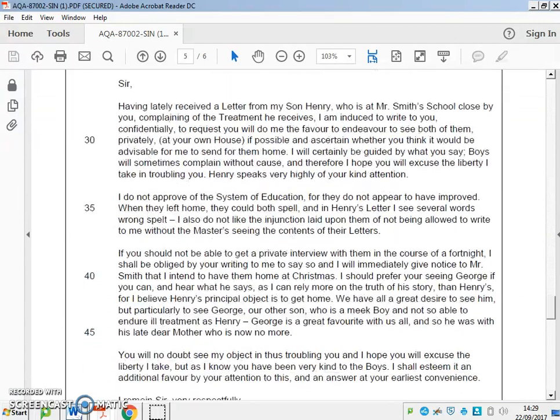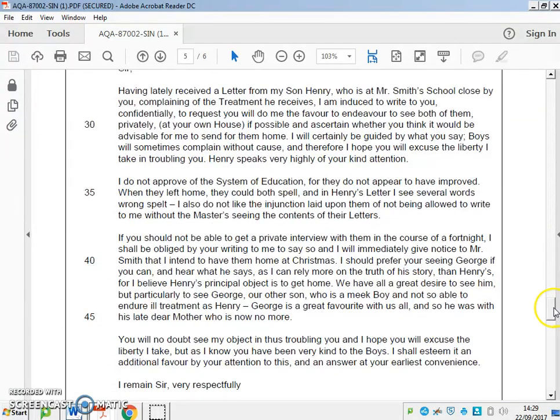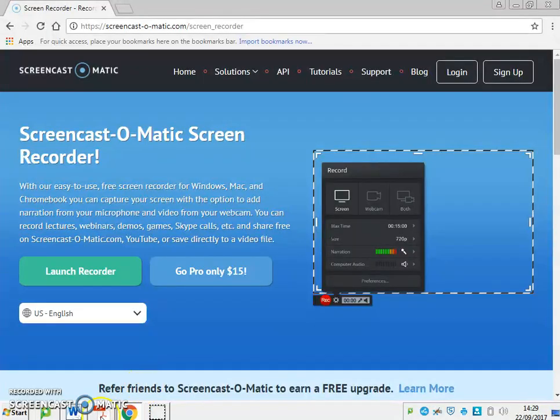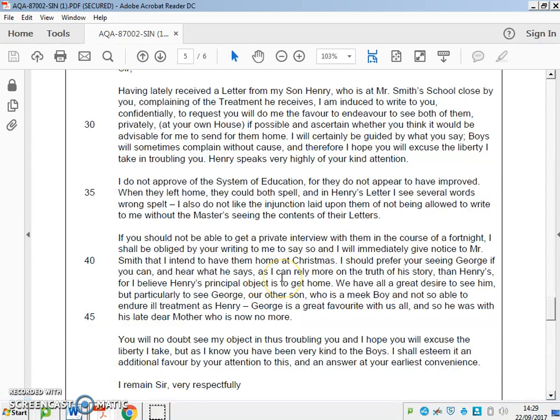This one, you can definitely see that in this one, you've got a concern for his sons. The first guy, he's concerned about himself. Oh, sorry. And in this one, he's concerned about his sons.